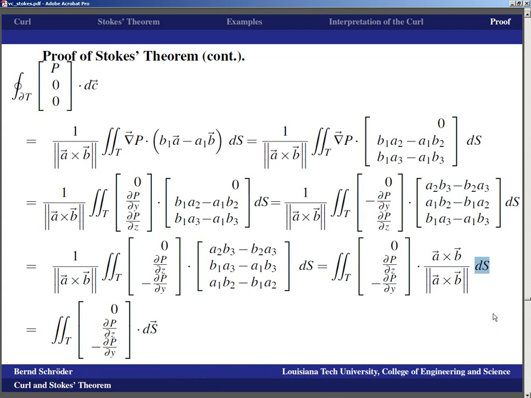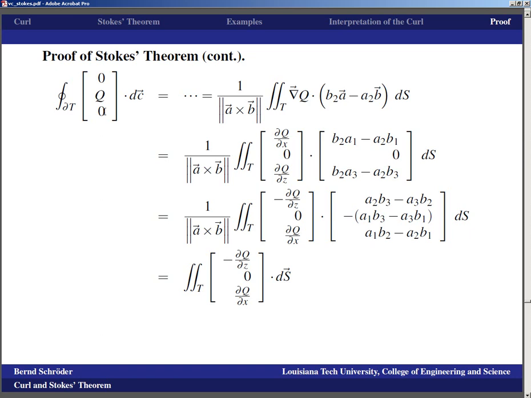And so that means that we have proved that the integral of the vector field (p, 0, 0) over the boundary of that triangle that we talk about is equal to the surface integral of the vector field (0, dp/dz, -dp/dy) over the solid surface triangle. In similar fashion, I can do the same thing with (0, q, 0).